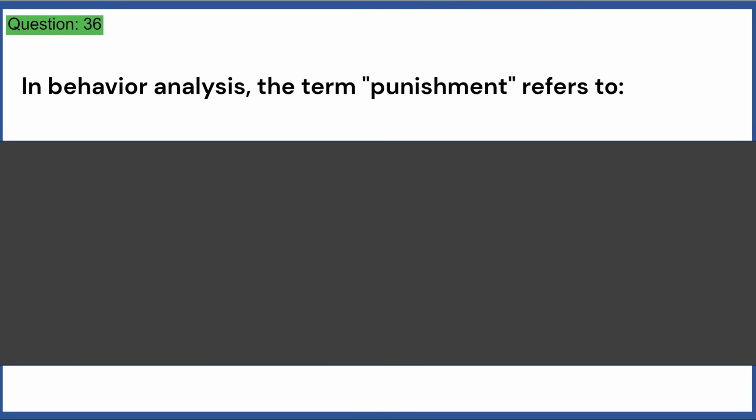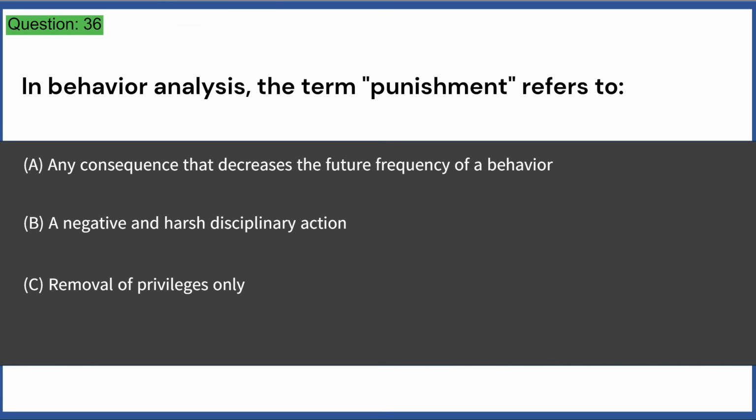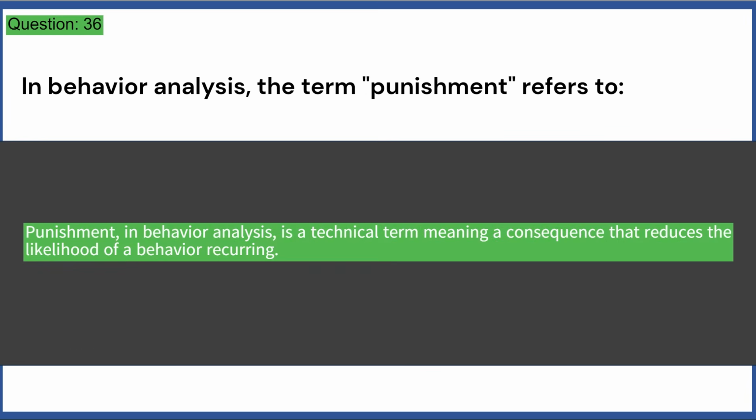In behavior analysis, the term punishment refers to: A. Any consequence that decreases the future frequency of a behavior. B. A negative and harsh disciplinary action. C. Removal of privileges only. D. A timeout procedure. Answer: A. Punishment, in behavior analysis, is a technical term meaning a consequence that reduces the likelihood of a behavior recurring.